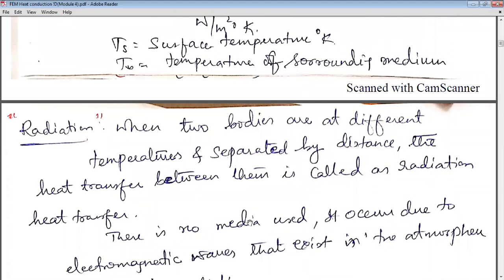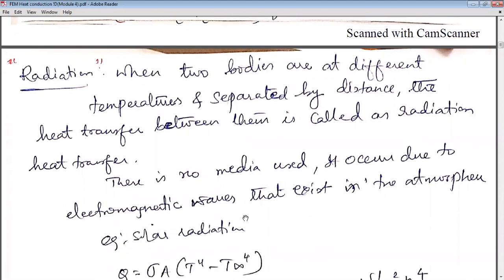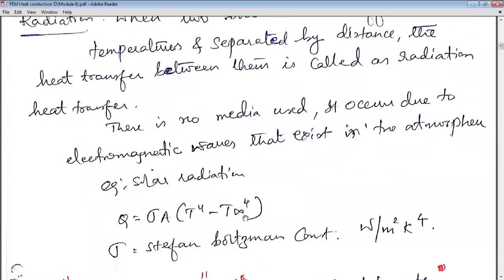So infrared sensors nowadays, you would have observed on a day-to-day basis, people testing the temperature of a human body for diagnosis. So there is no media used like solid or liquid. It is simply through electromagnetic radiation. It occurs due to the electromagnetic waves that exist in the atmosphere. For example, you are all aware of solar radiation.